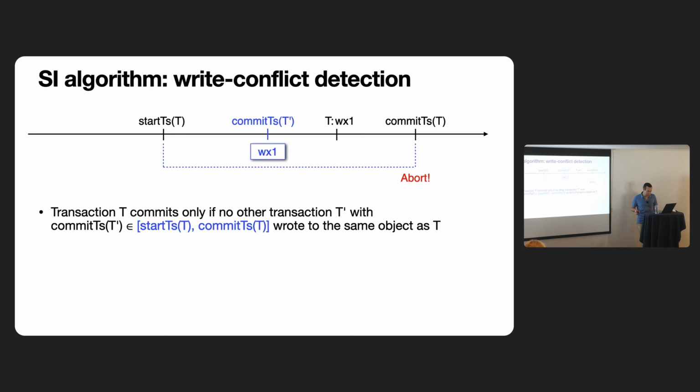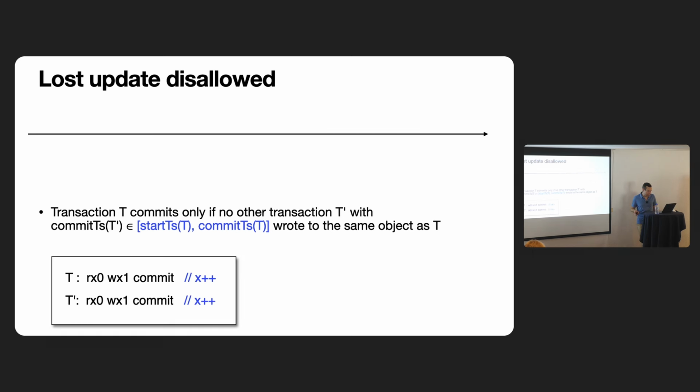So let me actually skip. Why is it good? It's good because it disallows lost updates. So this is something that we really don't want to happen. So let's see why. Let's go over this example, right? A lost update is these two increments, and one increment gets lost because in both cases we read zero and write one, instead of two.